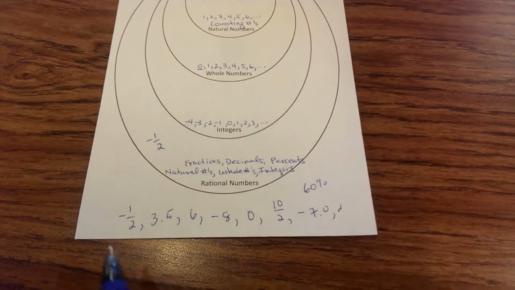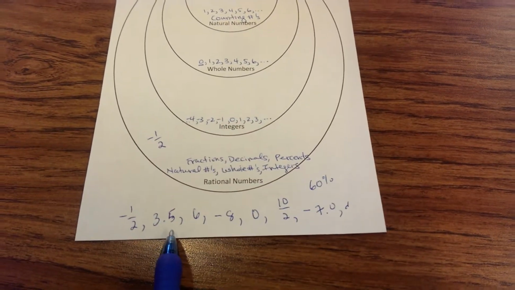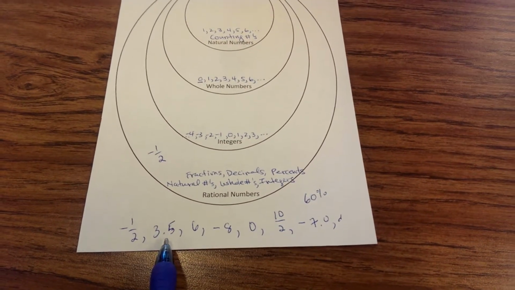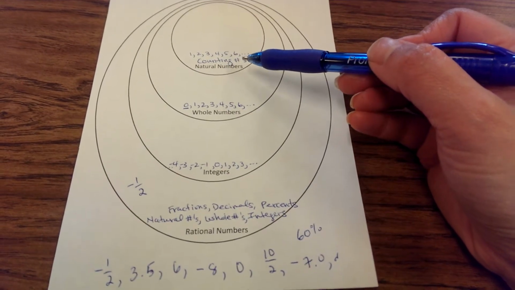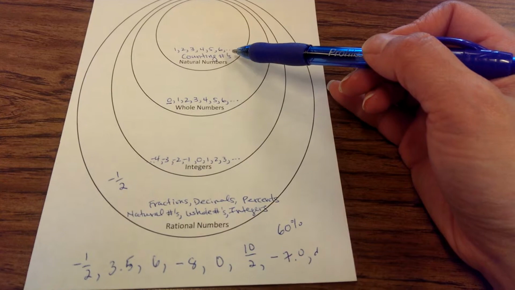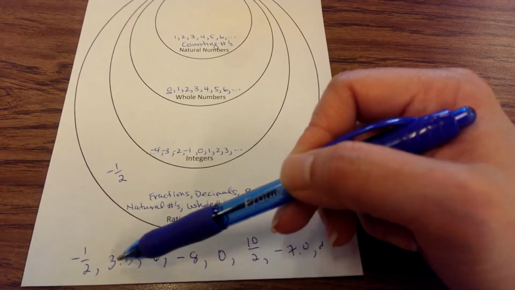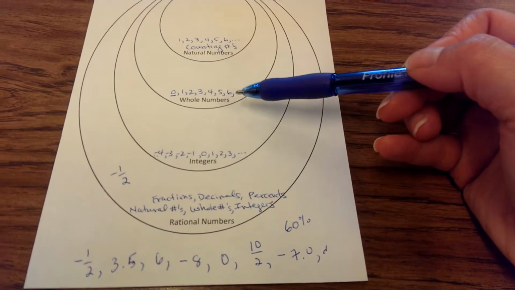Okay? Let's look at 3.5. 3 and 5/10. Is it one of our natural numbers? Remember, our natural numbers are 1, 2, 3, 4. So it's not one of our natural counting numbers. Is it a whole number? Well, because of the 0.5, which is half, it is not a whole number.